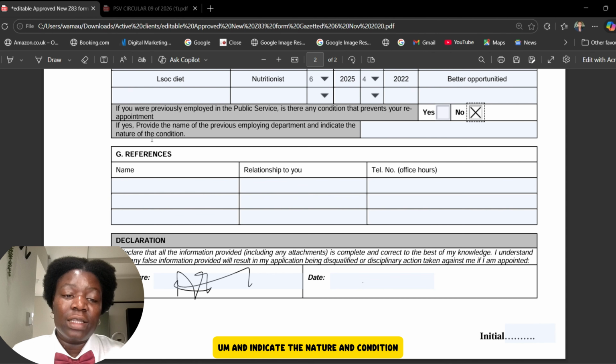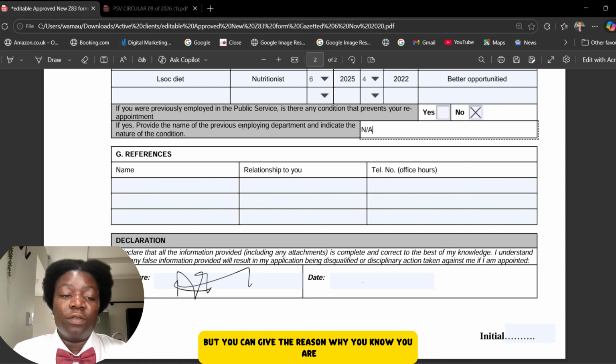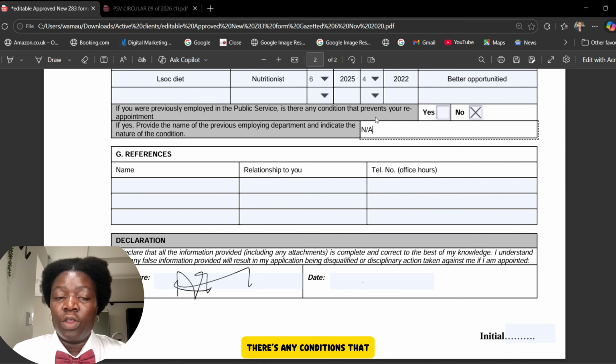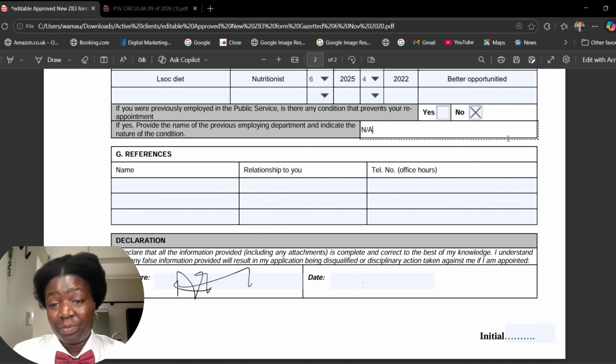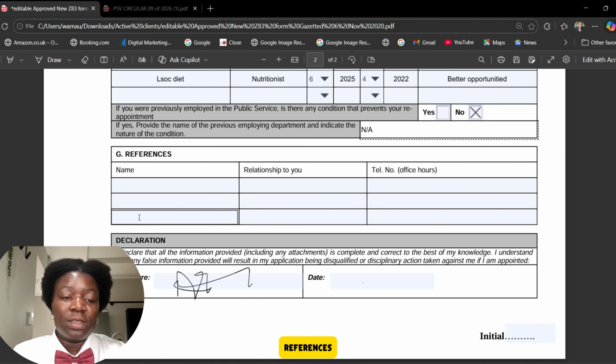And indicate the nature and condition. So what exactly did you do there? In this regard, I'll just put not applicable, but you can give the reason why there are any conditions that prevent you from being reappointed. Okay. And then your references, guys, references.